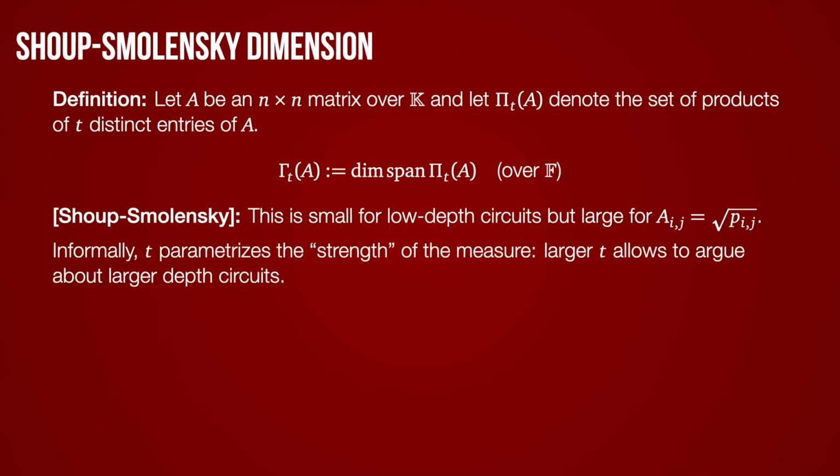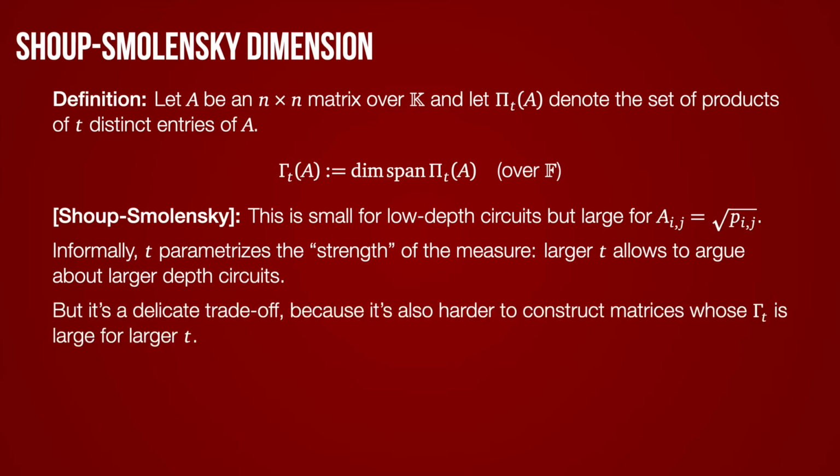So far I haven't explained the role of the parameter t here. Informally, t parameterizes how strong this measure gamma t is. When you take t larger, you can argue about circuits of larger depth, but there's some trade-off here of course, because when t is larger, it's also harder to construct matrices that have large gamma t. Fortunately, for constant depth, it turns out that you can take t to be sublinear in n, which is what we are going to use.